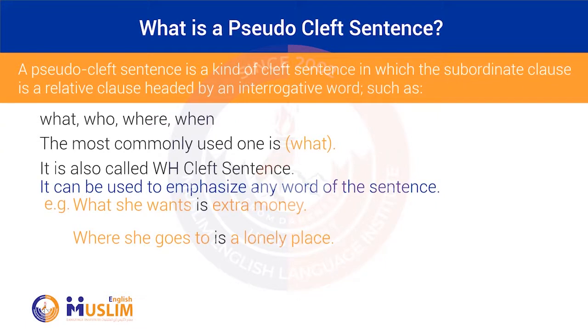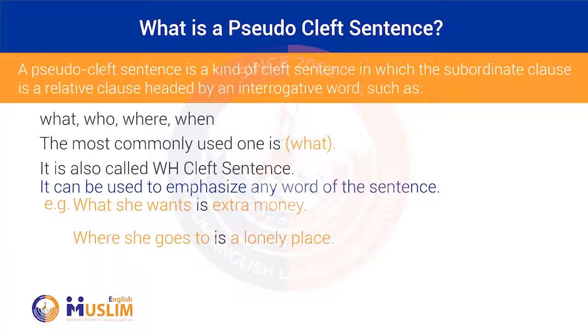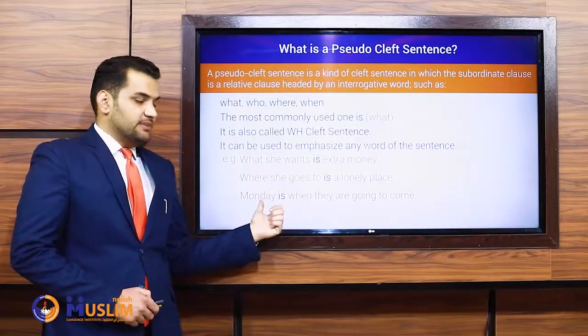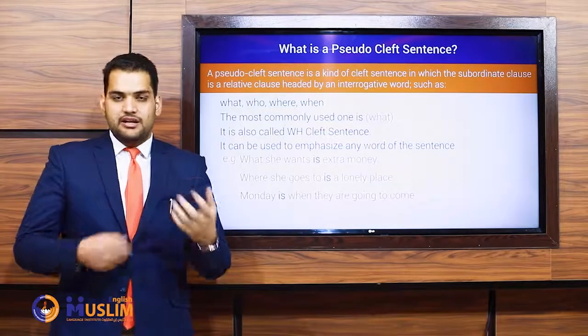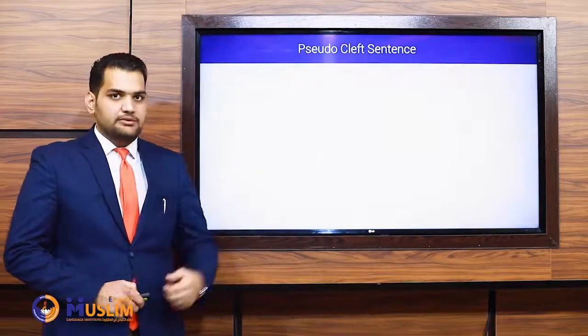Like where she goes is a lonely place. In this sentence, we have emphasized a lonely place. Monday is when they are going to come. Now here we have emphasized Monday. This is another variation of a pseudo cleft sentence. And I'm going to talk about them.